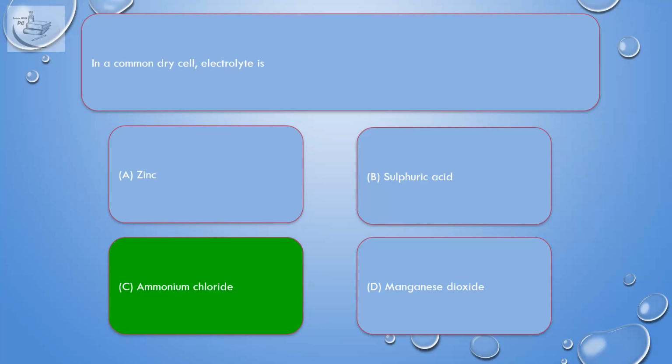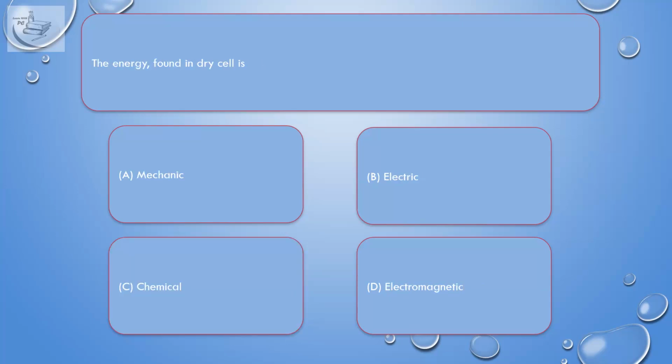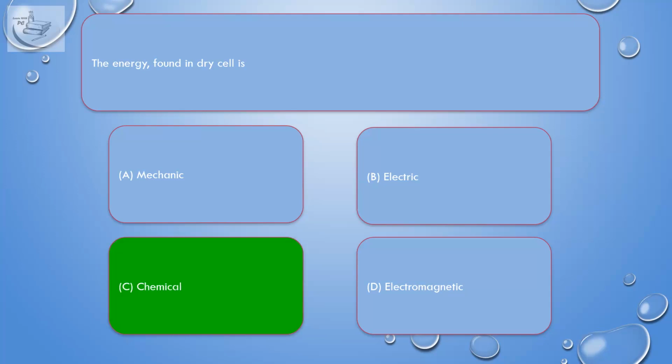Correct answer is C. ammonium chloride. Question: the energy found in dry cell is A. mechanic, B. electric, C. chemical, D. electromagnetic. Correct answer is C. chemical.